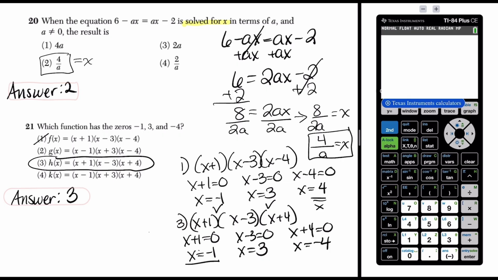X is equal to negative 1, x is equal to 3, x is equal to negative 4. So now you have 2 ways that you can solve this problem. Hit pause and jot this down into your notes.